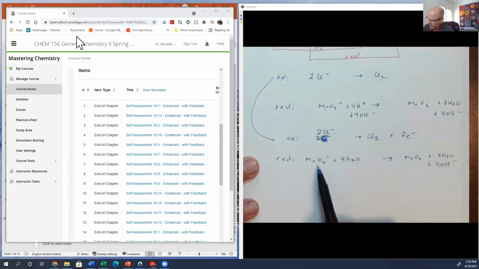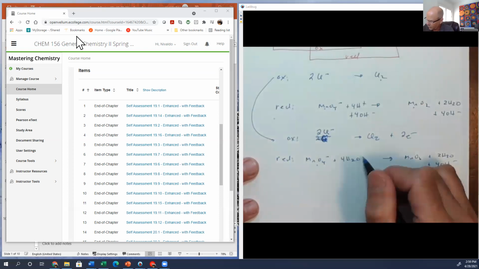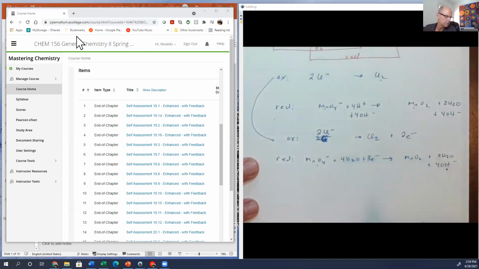Down here I have minus 1 on that side, 4 minus on that side, right? So in order to get this to balance, I'm going to need 3 electrons over here, right? Because now I have 4 minus on both sides. Does that make sense?